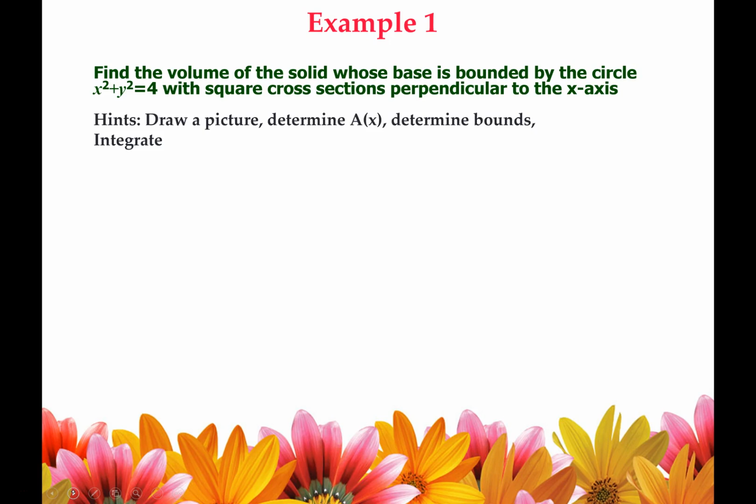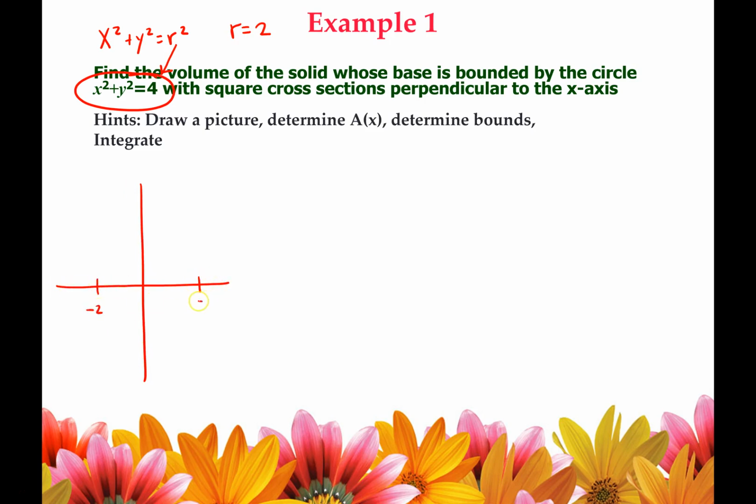So to do these problems, we first have to draw a picture. Then we have to find the area of the cross section. We determine our bounds, and then we integrate. So let's first start by talking about what this looks like. That's a circle, and our circle formula is x squared plus y squared equals r squared. So here my radius is 2, because if r squared is 4, my radius is 2. So I'm going to draw from -2 to 2 a circle. And then I have cross sections that are squares.